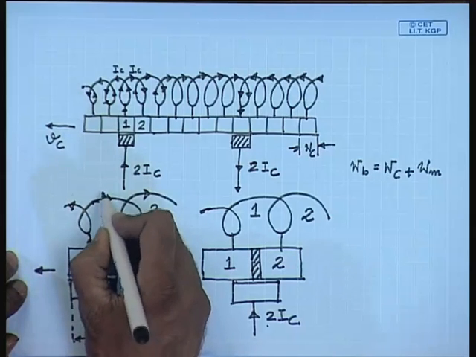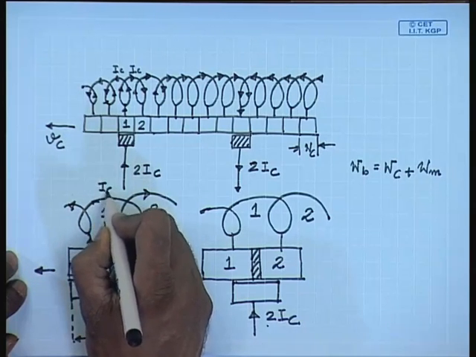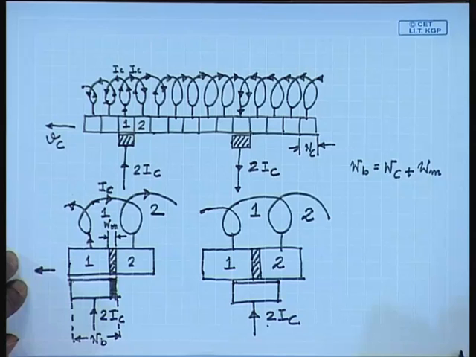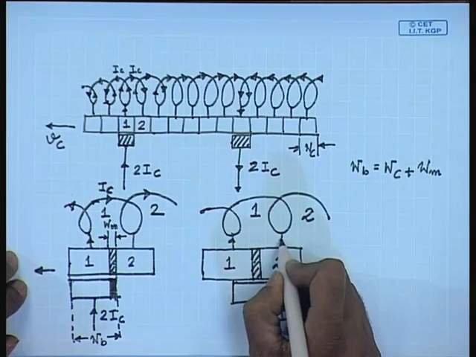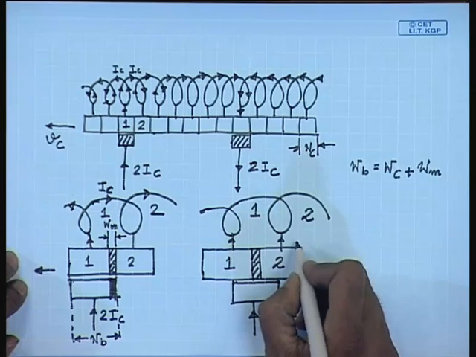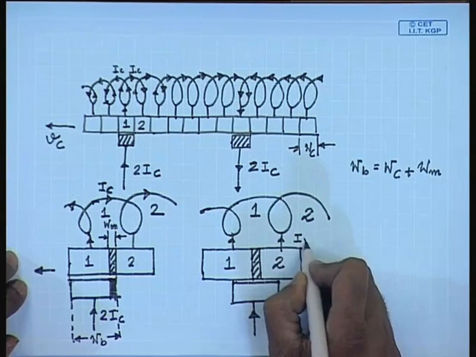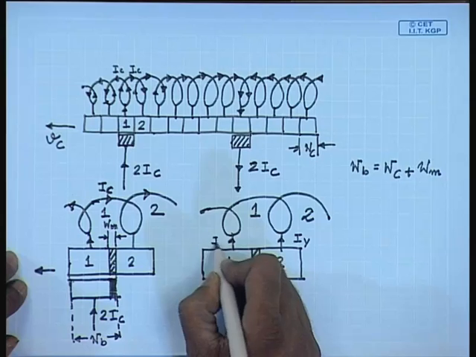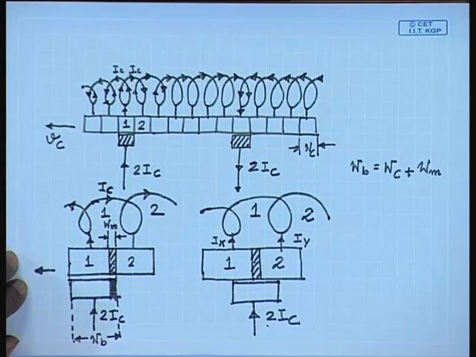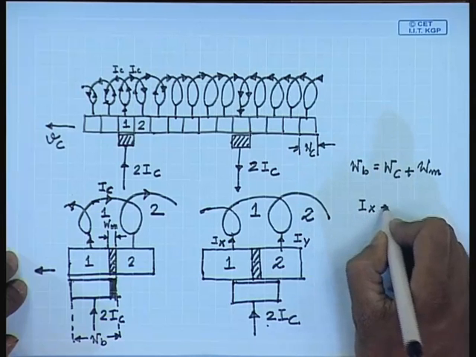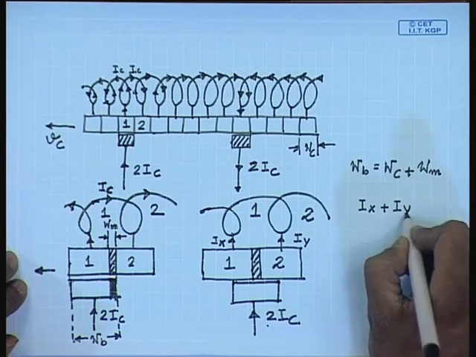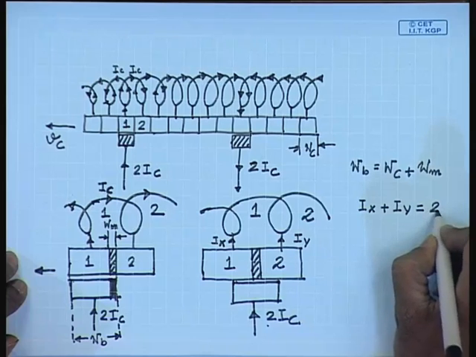In the beginning, the coil current 1 was IC in this direction. This 2IC divides into, let us say, IY and IX. So, we have IX plus IY equal to 2IC.